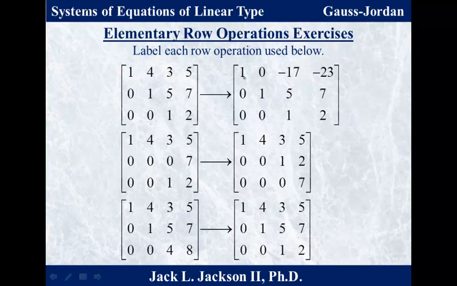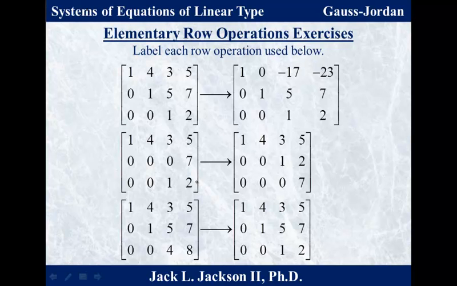So I got a 0 here. That must have meant I multiplied this by -4 and added to that. Okay, so let's keep going here. Let's see if this works. -4 times 0 plus 1 is 0. -4 times 1 is -4 plus 4 is 0. -4 times 5 is -20 plus 3 is -17. -4 times 7 is -28 plus 5 is -23. Okay, good. So that's it. So what we did is we took row 1 minus 4 times row 2.